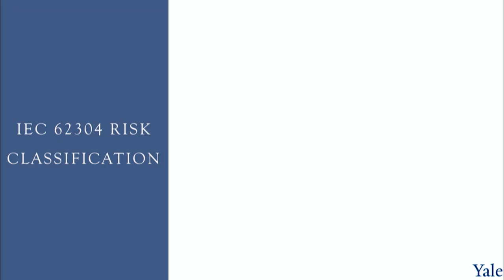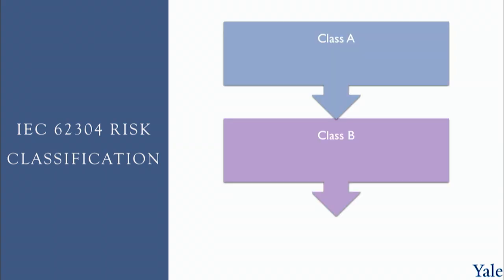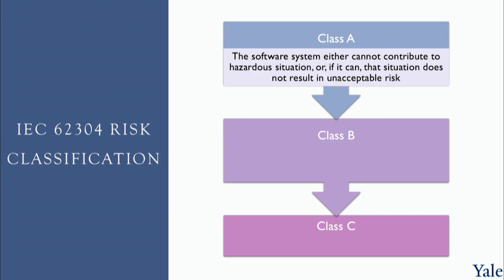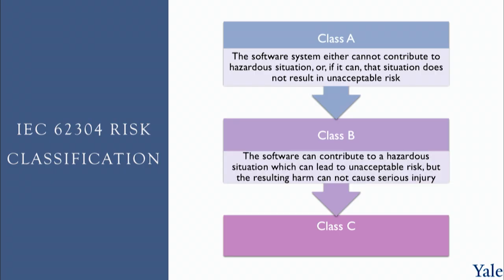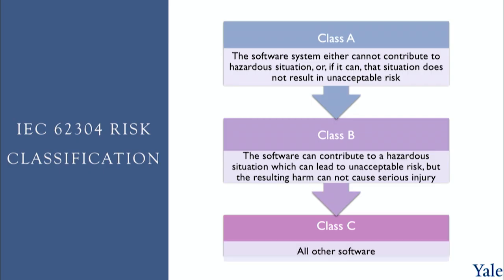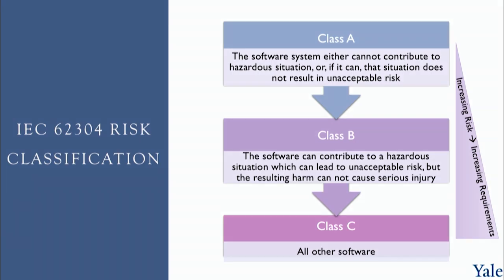So back to our risk classification example from IEC 62304, so that we are oriented. We have Class A, Class B, and Class C. Class A, the software either cannot contribute to a hazardous situation, or if it can, it does not result in an unacceptable risk. Class B, the software can contribute to a hazardous situation, which can lead to an unacceptable risk, but the resulting harm cannot cause serious injury. And Class C is everything else. And so we have this plot here. Increasing risk leads to increasing requirements, and that's what the previous slide was concluding on. In Class B and Class C, we need to have more detailed design and more details.